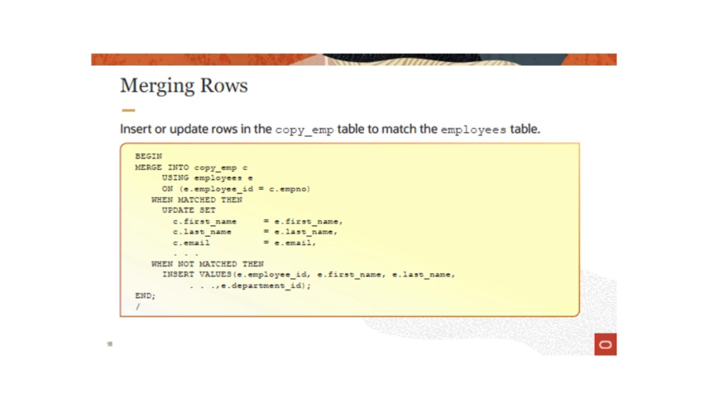The merge statement inserts or updates rows in one table by using data from another table. Each row is inserted or updated in the target table depending on an equijoin condition. The example in the slide matches the emp_no column in the copy_emp table to the employee_id column in the employees table. If a match is found, the row is updated to match the row in the employees table. If the row is not found, it is inserted into the copy_emp table.